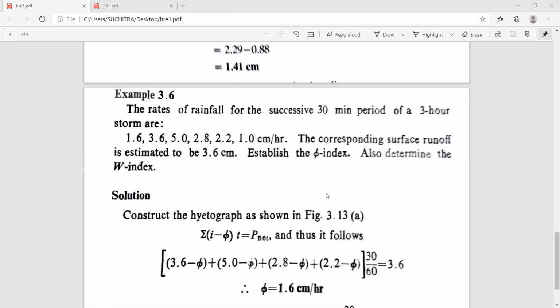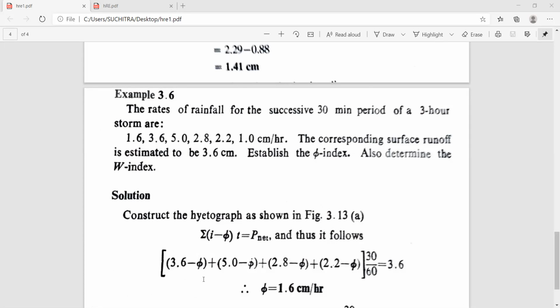Now, the phi index is a line which divides the total rainfall into the excess rainfall and the net loss, or the infiltration losses. So by constructing the hydrograph, the phi index is given by the summation of (I minus phi) into T is equal to P net. So the net rainfall is the summation of the intensity of rainfall minus the phi index value multiplied by the time period. That is the P net, or the net rainfall, or the surface runoff.